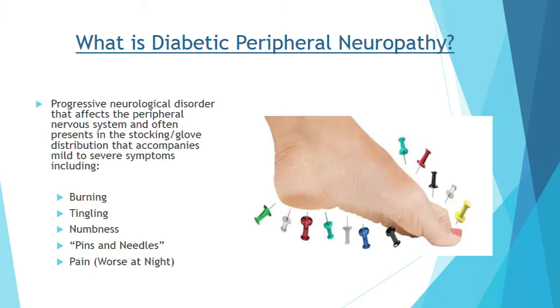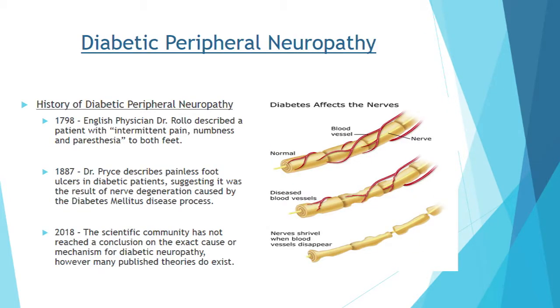So how long have we known about diabetic neuropathy? Well, the earliest studies that we found, 1798, by an English physician, Dr. Rollo, who described a patient with intermittent pain, numbness, and paresthesia. Fast forward to 1887, Dr. Price describes a painless foot ulcer in a diabetic patient, suggesting that it was the result of nerve degeneration caused by the diabetes disease process. Well, it's 2018. We, the scientific community, still don't know exactly the mechanism of diabetic neuropathy, although there have been several theories published and postulated, and I subscribe to one particular theory in specific, and I'm going to talk about that a little bit later in the lecture.